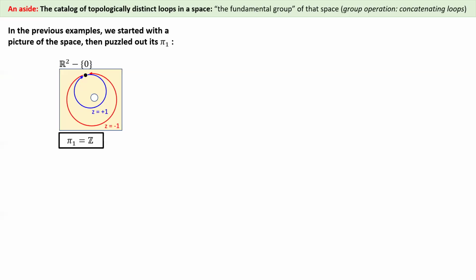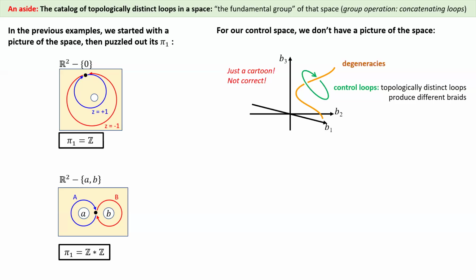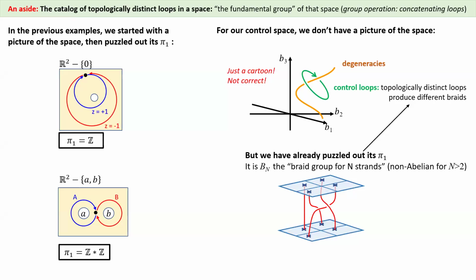So we have a little bit of a challenge ahead of us, which is the following. In that last slide, I showed you the space and then just asked you to use your intuition to puzzle out what the fundamental group should be. You know, here it's just winding numbers. Here it's sort of a word made out of the letters A and B. That's not where we are. We're in the opposite position. We don't know what our space looks like. We don't know what the degeneracies look like or the space that wraps around them. But we do know its fundamental group.